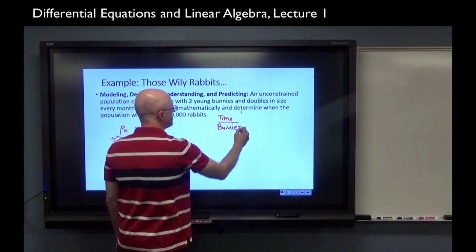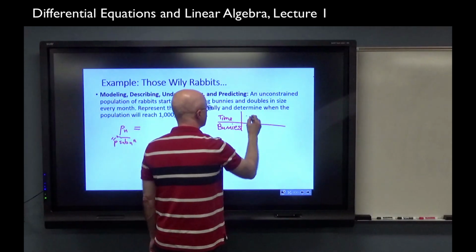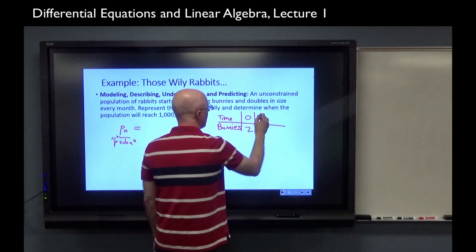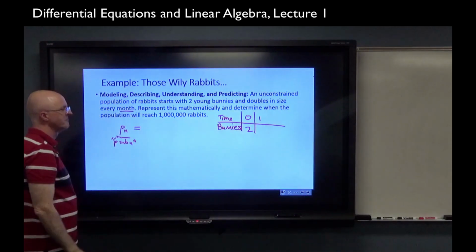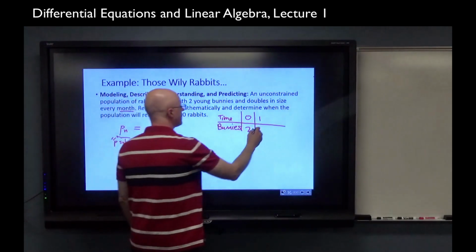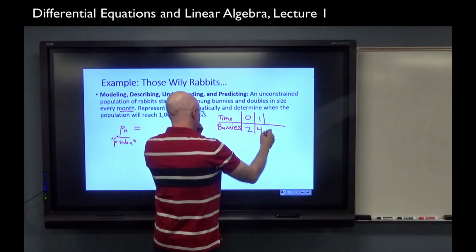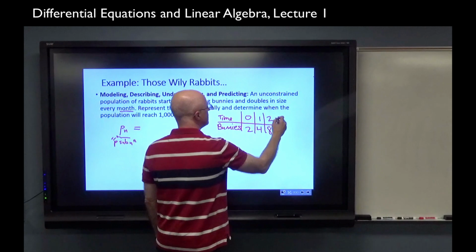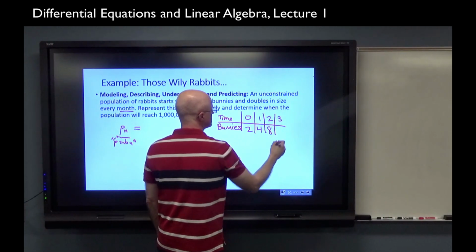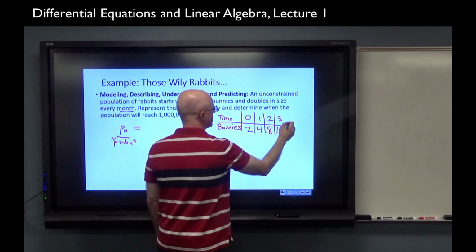We can make a little table here. At time 0, we've got 2 bunnies. At time 1 month, look at the units here. This is every month. We're going to have double that. We're going to have 4. 2 months after the beginning, we're going to double again and get 8. 3 months after time 0, we're going to double again to get 16, etc.